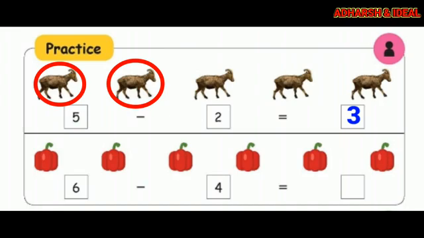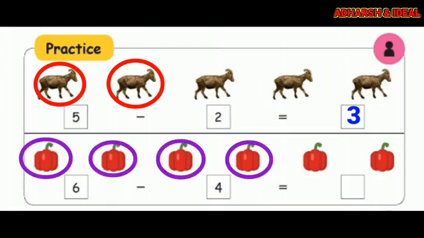Similarly, find the subtraction fact for the next question. How many capsicums are there? Yes, there are 6 capsicums. What number is this? Yes, number 4. So we circle 4 capsicums. Now count the number of capsicums left. 1, 2. 2 capsicums left. So we write number 2 in the box. Now we get the subtraction fact. 6 minus 4 equal to 2.